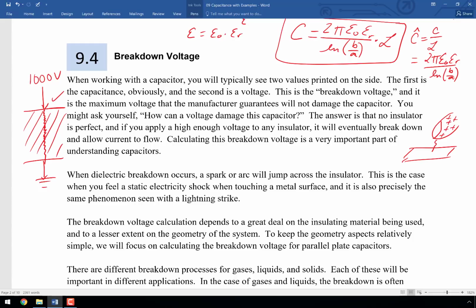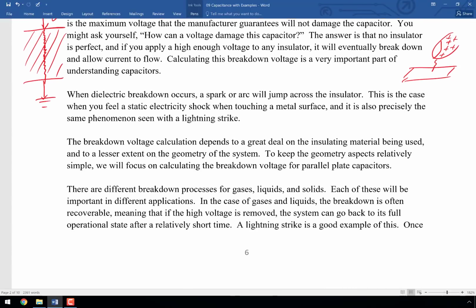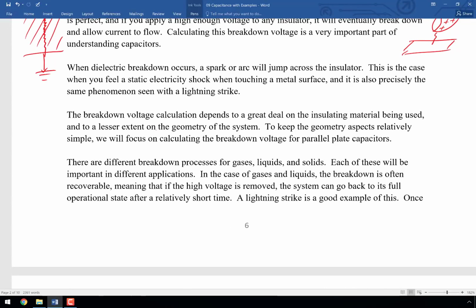So now we understand that if you apply a large enough voltage, it can cause the insulator or the dielectric to break down. The question is, how large is large enough? How large is so large that it would cause it to fail? And the answer is, of course, in an equation. In this case, it's an equation and a table.